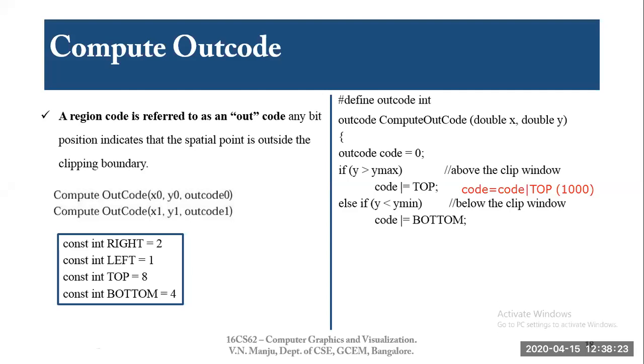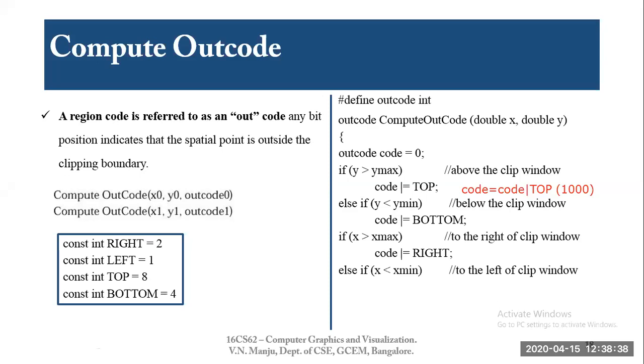Okay. So the next thing, similarly, if it is x max, what will be the code? Can anybody tell? Code or equal to right. Very good. Right. So code or equal to right. Similarly, if x is less than x min, I can tell that code or equal to left.